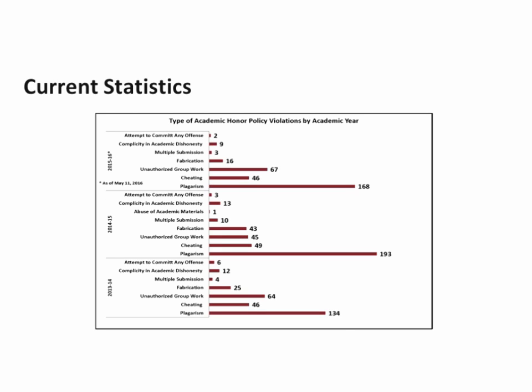So I wanted to show you some of the current statistics, and this is actually from the FSU website about type of academic honor policy violations by academic year. And I think that some people probably think that plagiarism isn't that big of an issue, or maybe it only happens a little bit. But as you can see, it's by far the biggest sort of violation that's committed by FSU students, and we have 168 violations just last academic year. And these are people who possibly were kicked out of school because they plagiarized.